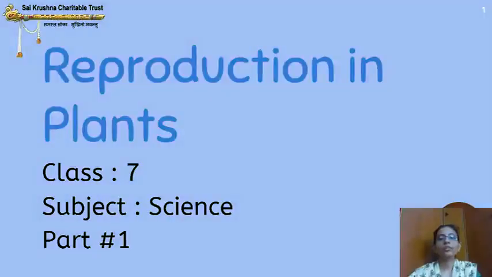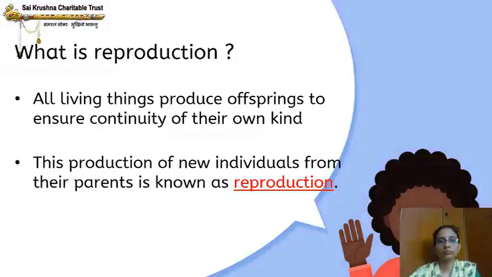Now, we are going to see the chapter on reproduction in plants. What is reproduction? All living things in the world reproduce, which means they produce their babies or offsprings to ensure that their kind is continued. This production of new individuals or babies or offsprings from their parents is known as reproduction.